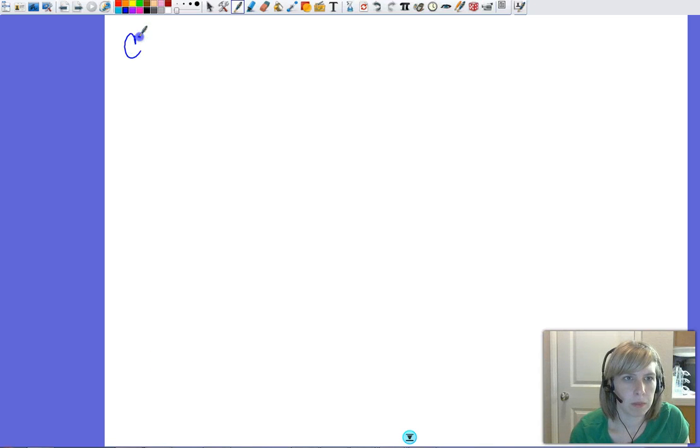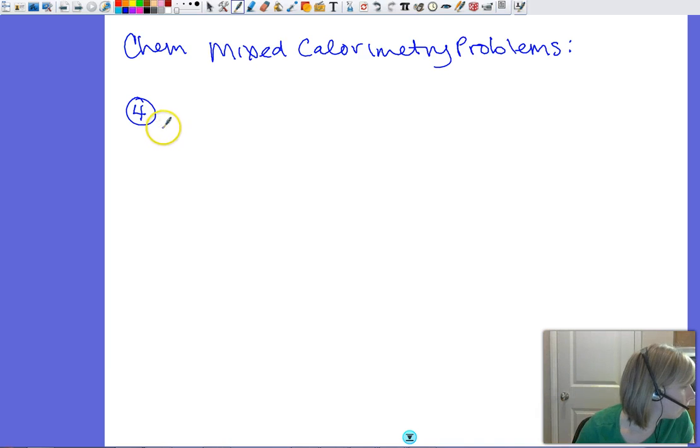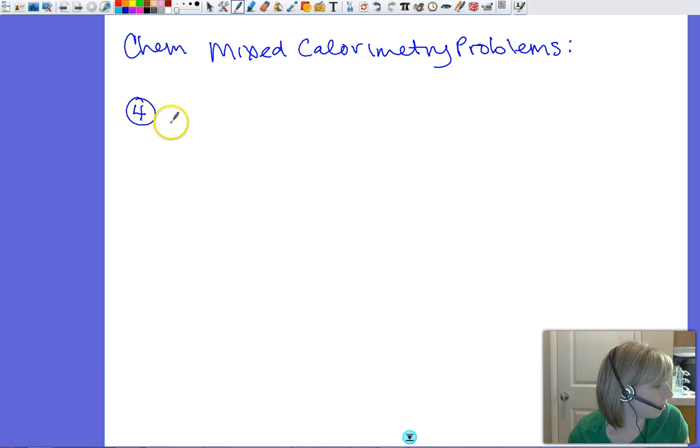Alright, so I'm going to do some of the problems from the mixed calorimetry problems. I'm going to start off with number 4. Number 4 says calculate the amount of heat necessary to vaporize 1 gallon of gasoline.